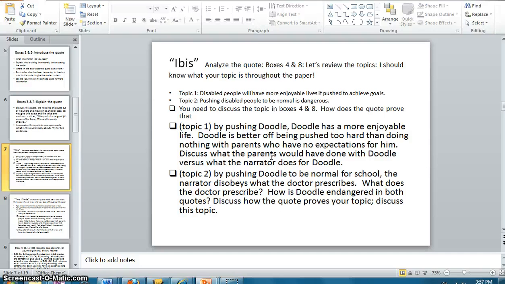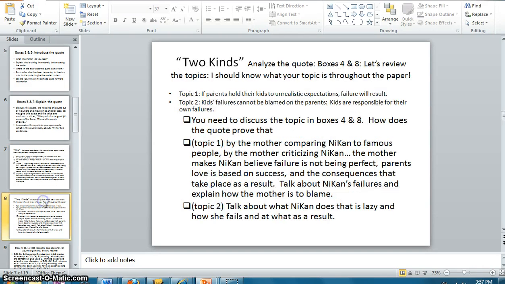If you don't mention that Doodle dies in your paper, you have a problem because you haven't proved that pushing this kid is dangerous. You haven't shown me he's died. Why is having Doodle run dangerous? What did the doctor say? You have to prove your point using story details and explaining it. Now, you can't give me a summary of the story. You have to give me some examples from the story and talk about it in your own words. 2 kinds.